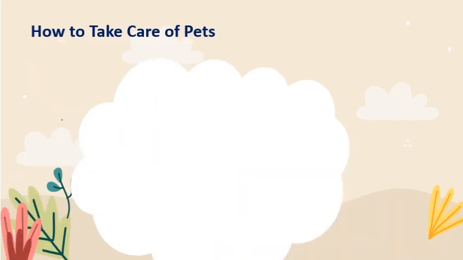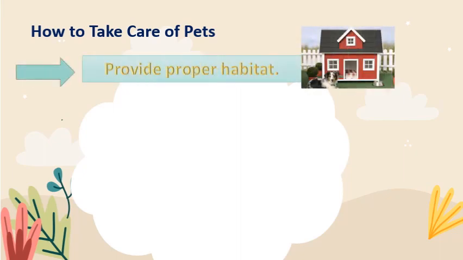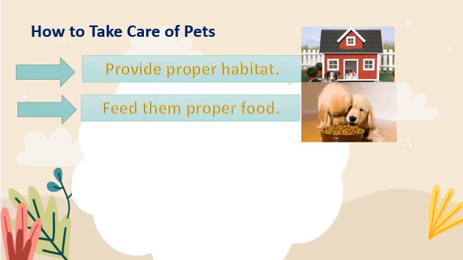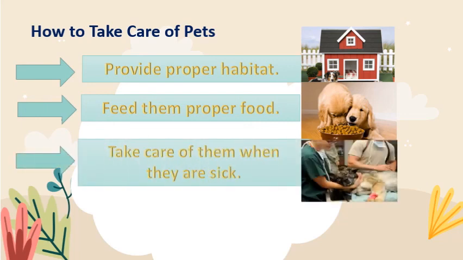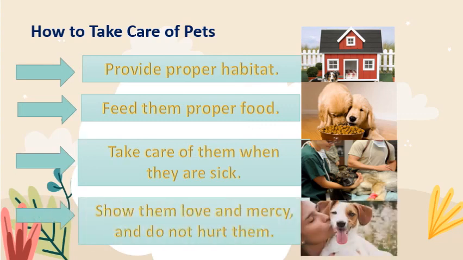How to take care of pets. First, provide a proper habitat or give them a comfortable place to live. Second, feed them proper food. Third, take care of them when they are sick. And lastly, show them love and mercy, and do not hurt them.